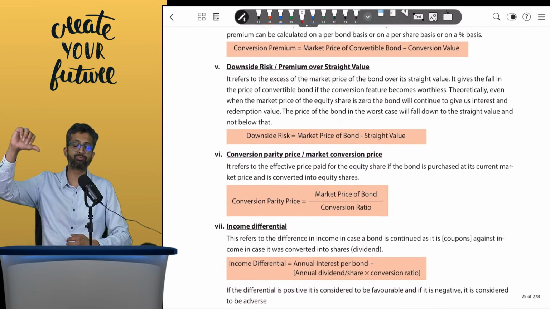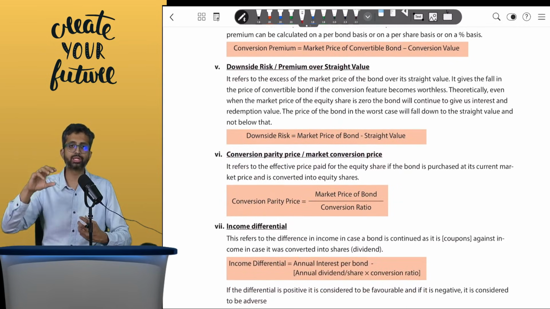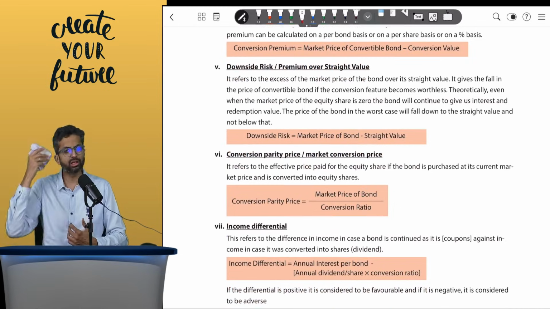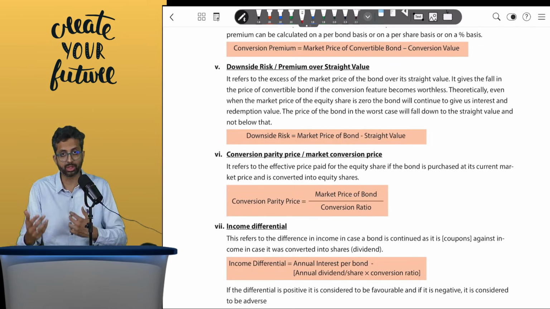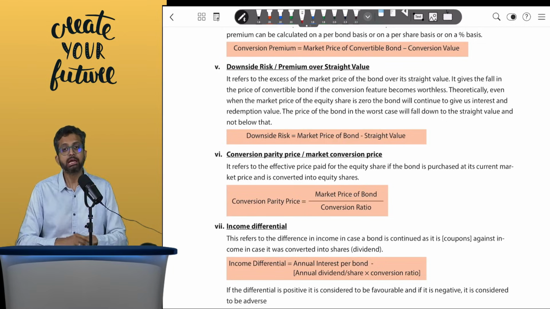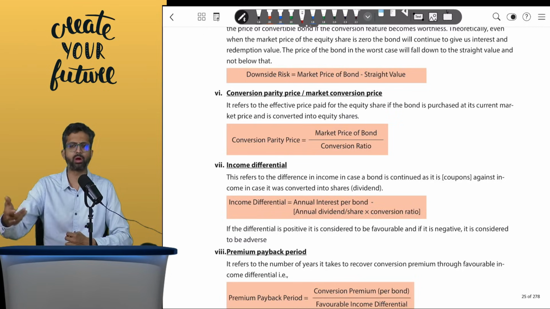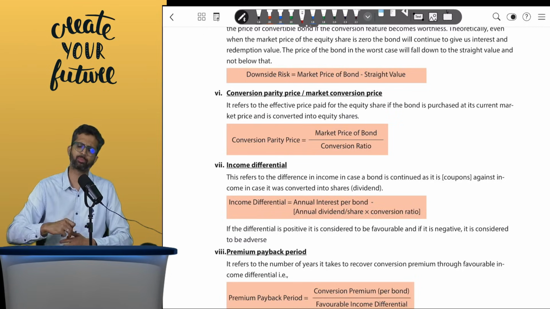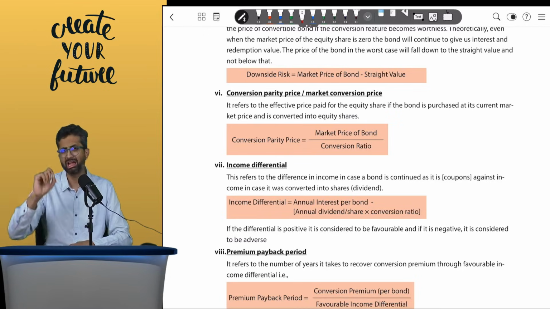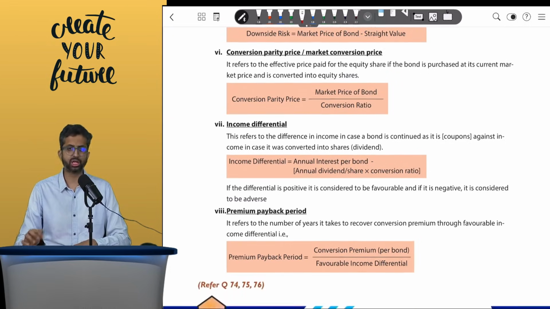Downside risk is the market price minus the straight value. By what value can the bond fall to? Even if the share becomes worthless, even if the conversion is useless, still it will fall down to straight value. Conversion parity price is the effective market conversion price. What is the price effectively you are paying for the share? That is the market price of the convertible divided by the conversion ratio.